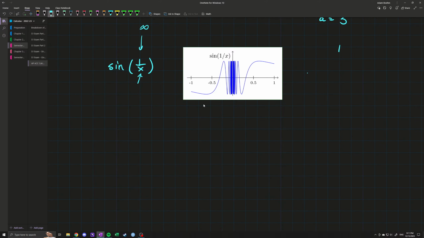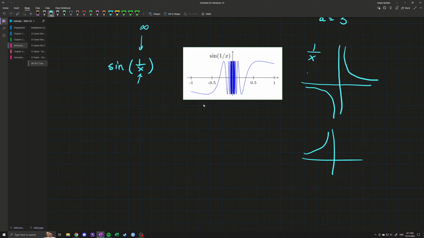Unbounded, that's like 1 over x. It's a bad graph, but that's 1 over x. That's unbounded behavior. And even if it's like this, if they're both going to infinity, that's technically still unbounded behavior, so the limit doesn't exist. This is an oscillation, and then there is a jump discontinuity, which just looks like this. That's a jump.